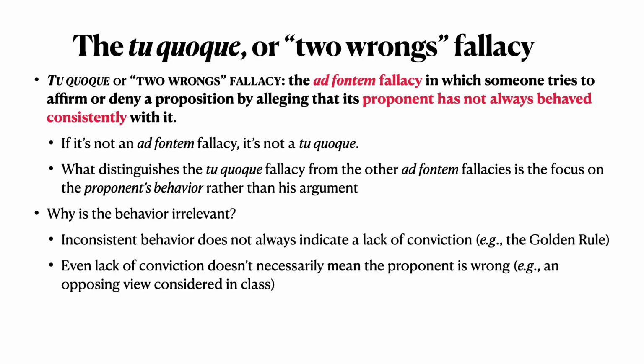So that's what makes the two wrongs fallacy fallacious, is when we take someone's behavior as a refutation of what they're saying. We need to keep our focus on the argument and not the behavior.